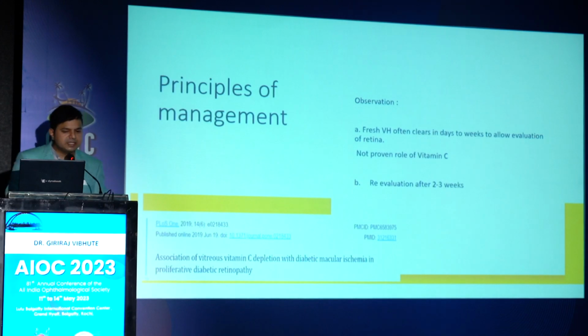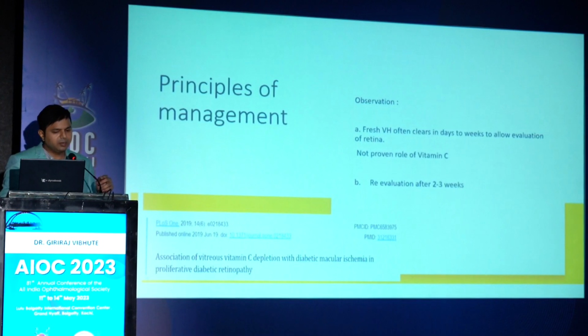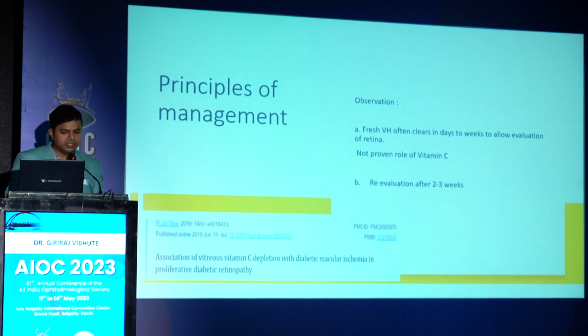Now, the role of vitamin C or ascorbic acid in patients with vitreous hemorrhage: again, the role is not proven in helping absorption of vitreous hemorrhage, but its role has been proven in people who have deficiency of vitamin C. Scurvy leading to vitreous hemorrhage is also reported, and the role of vitamin C in prevention of macular ischemia has been reported. So in PDR patients, there is no harm in giving vitamin C for prevention of macular ischemia.